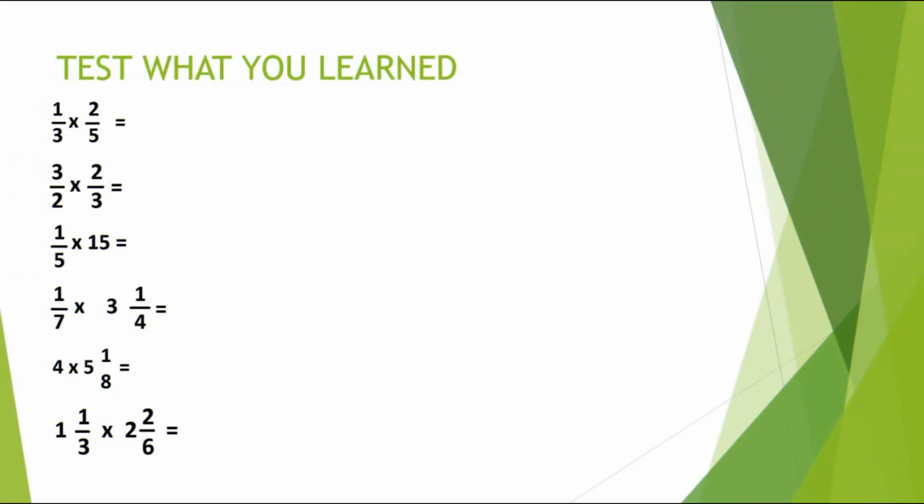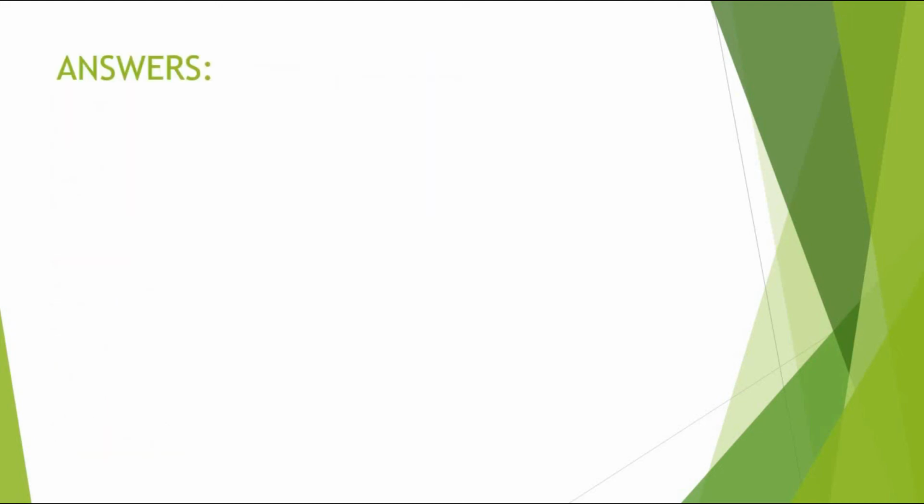So, ayun, siguro nasagot nyo na lahat at meron na namang makaka-perfect. Okay? So, let's proceed with the answers. Sa item number 1, 1/3 times 2/5. So, mangyayari, we will multiply the numerators first, which is 1 and 2.